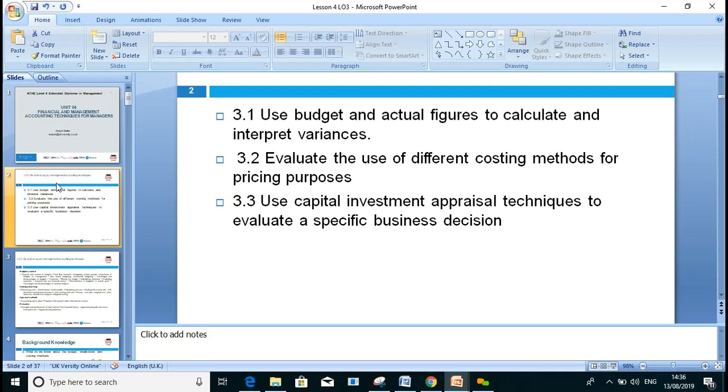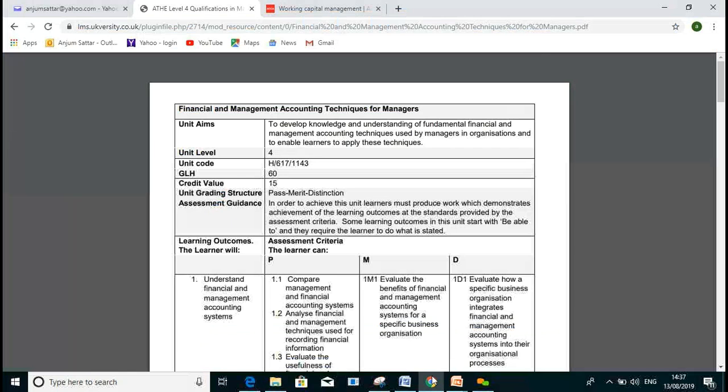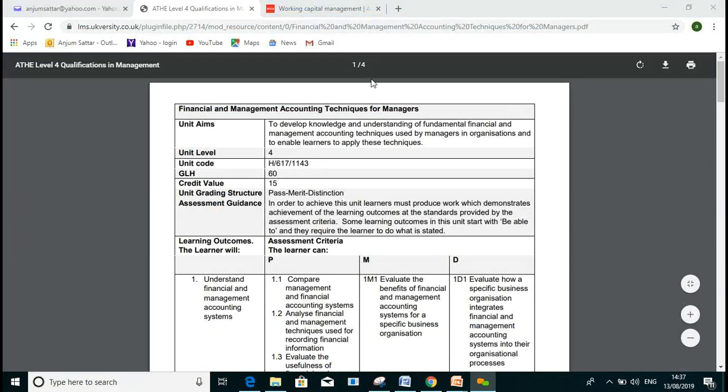A few things were left from our last lesson, so I'm just recapping the assignment brief with you as well. If you have any questions, feel free to ask me and drop me an email as well. So for today's lesson, let's recap what we learned.